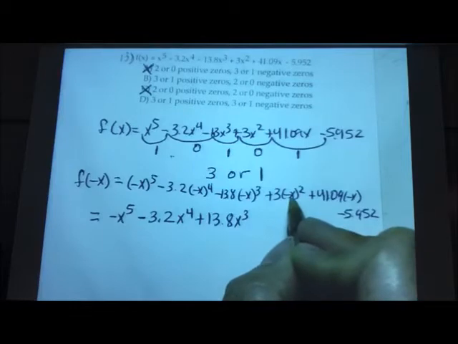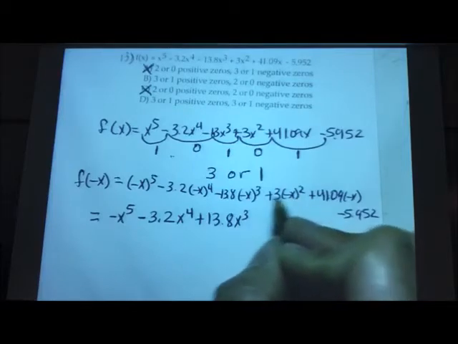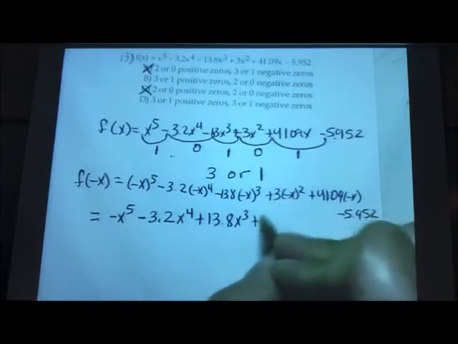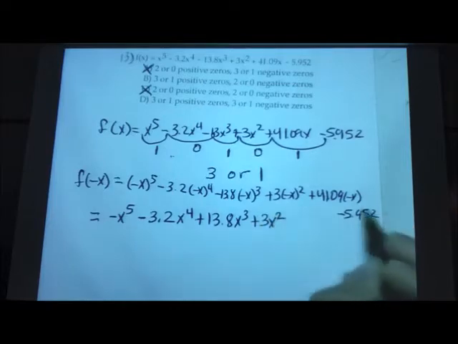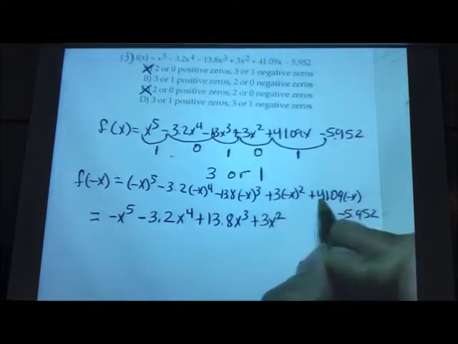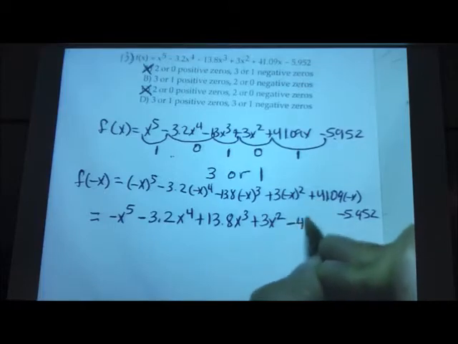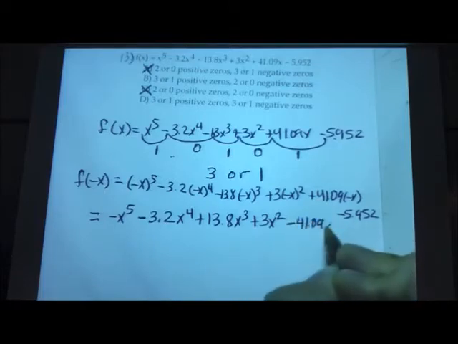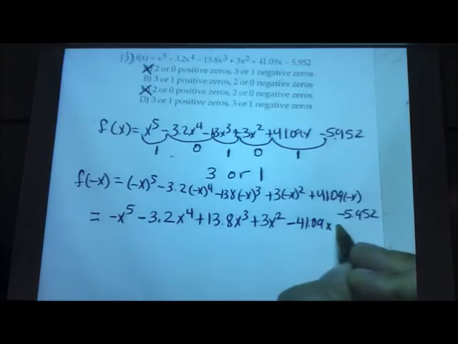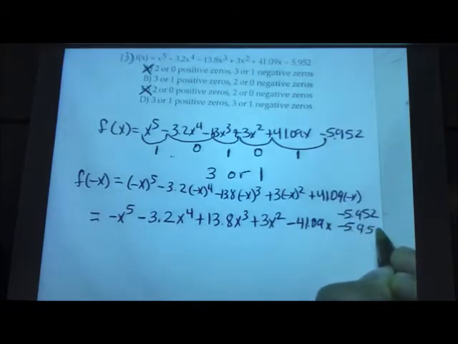The negative x squared is a positive times a positive 3, stays positive x squared. This is a negative x times a positive 41, becomes a negative 41.09x, and then that minus 5.52, it stays what it is because it doesn't have an x.